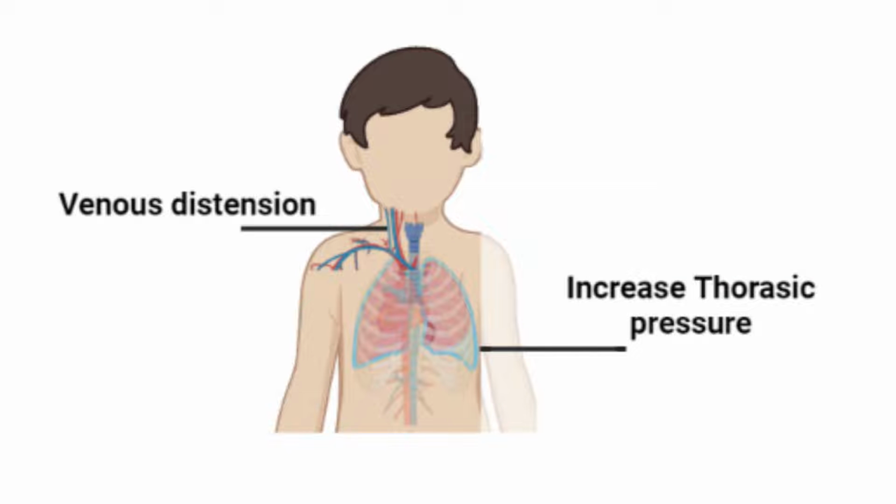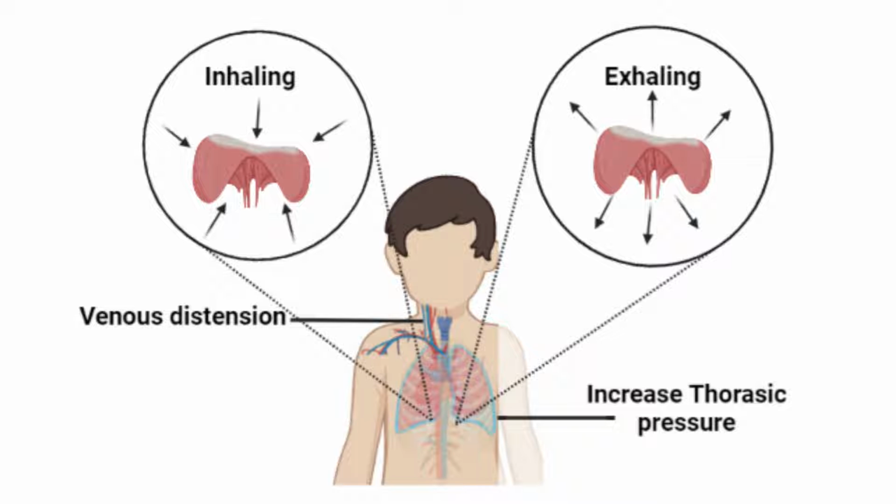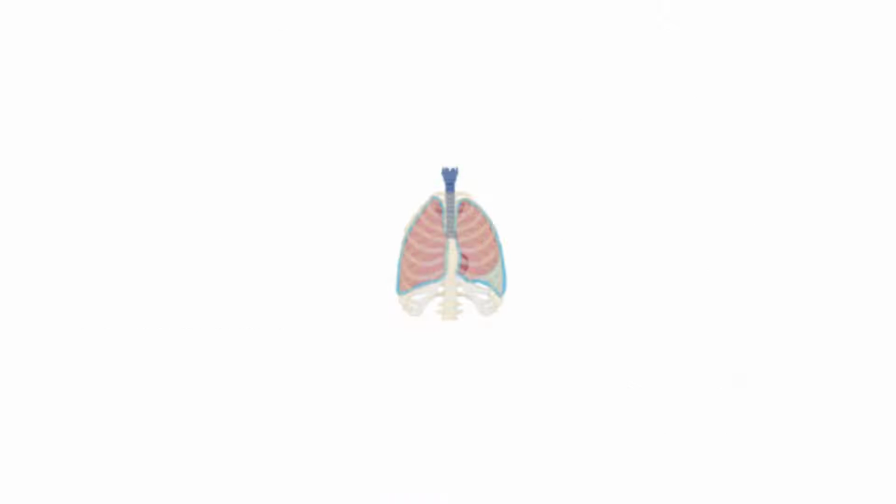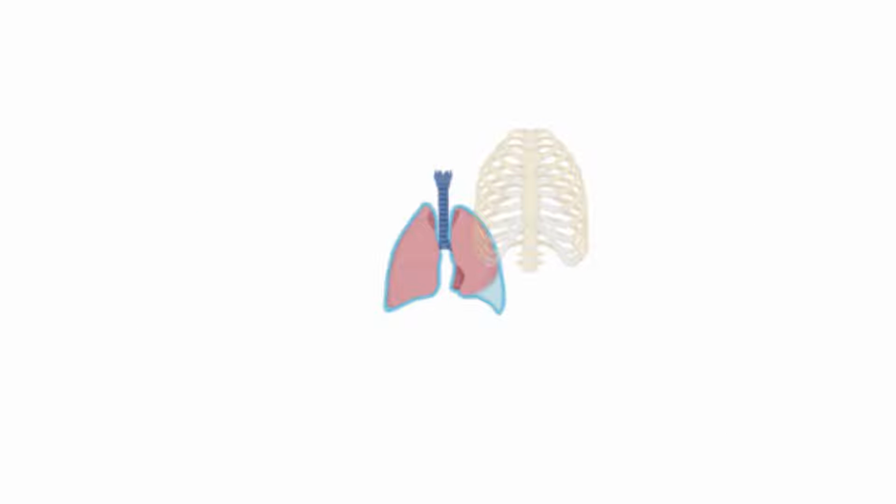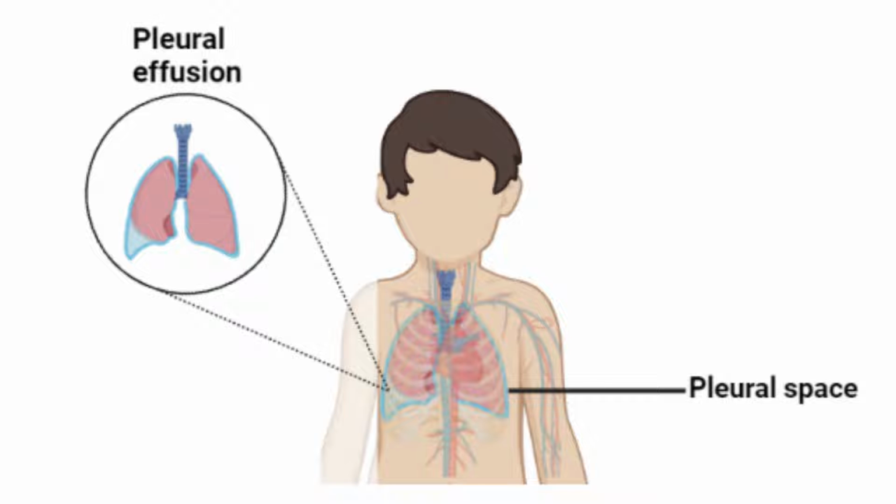It can be due to venous distension, which is caused by increased intrathoracic pressure inside the chest cavity, causing the chest to move paradoxically. That is, it is contracting during inhaling and expanding during exhaling, which is totally opposite of what it should be. Our lungs are present in a pleural space, the space between our lungs and the chest. There should be a specific pressure in this area. If there's too much pressure applied, then the lungs won't be able to expand.